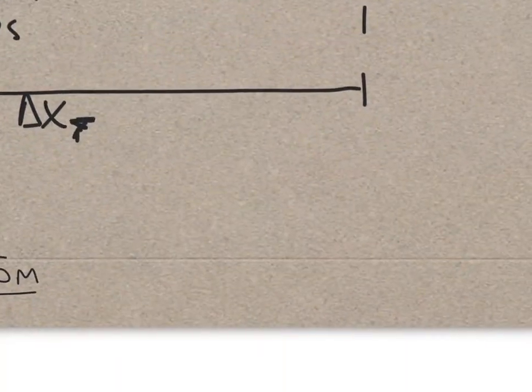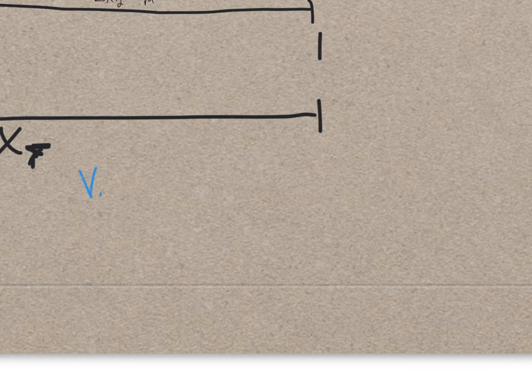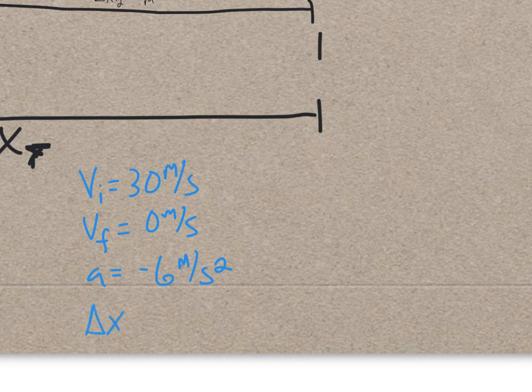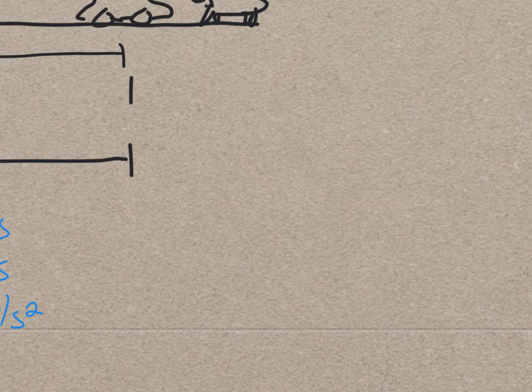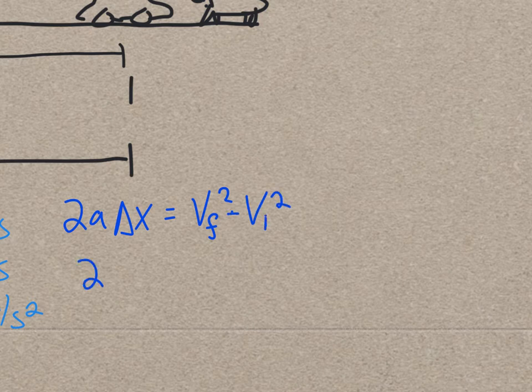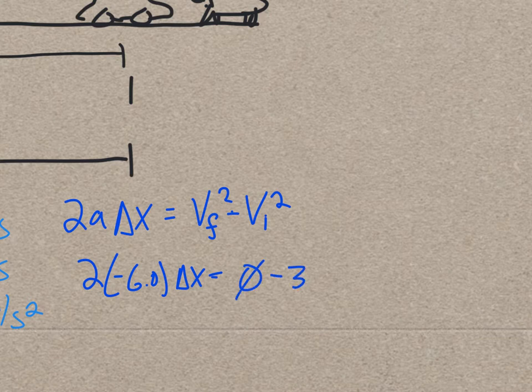What values do I have? I have an initial velocity equals 30 meters per second. I have a final velocity equals 0 meters per second. I have an acceleration of negative 6 meters per second squared. I need to find a delta x from these values. The thing I do not need is time. So let's solve for delta x. The best equation I can use is 2a delta x equals final velocity squared minus initial velocity squared. So 2 times negative 6.0, delta x is what I'm trying to solve for, final velocity is 0, initial velocity is 30.